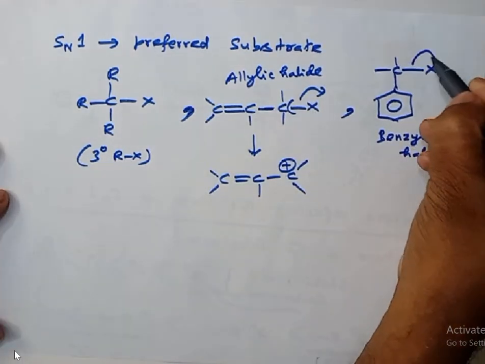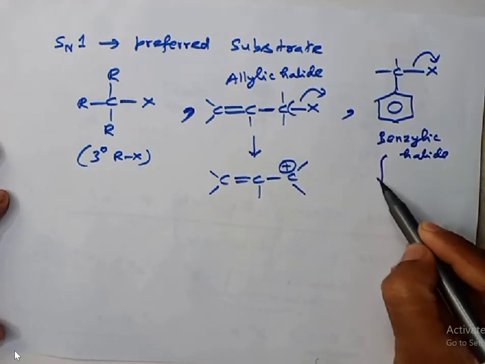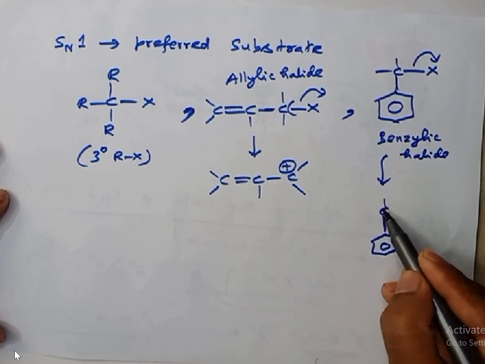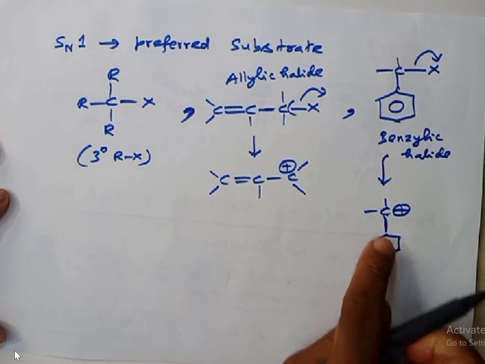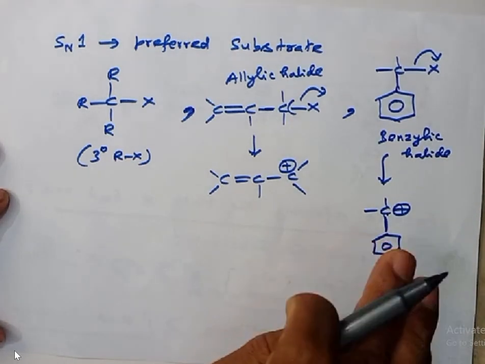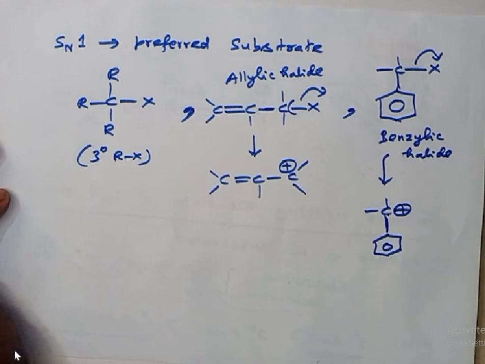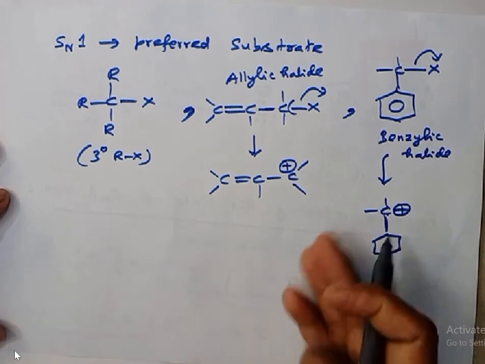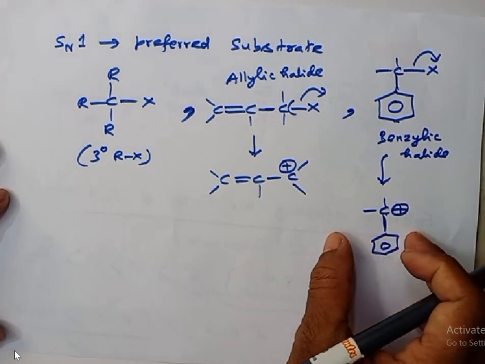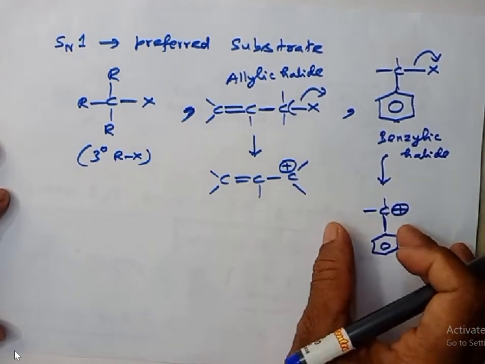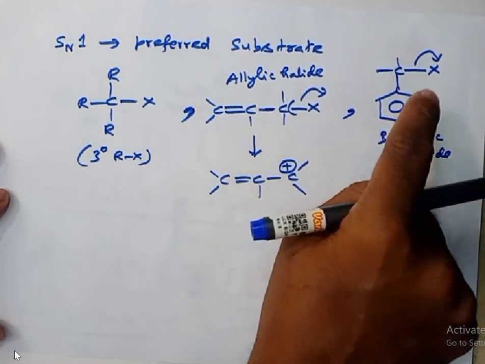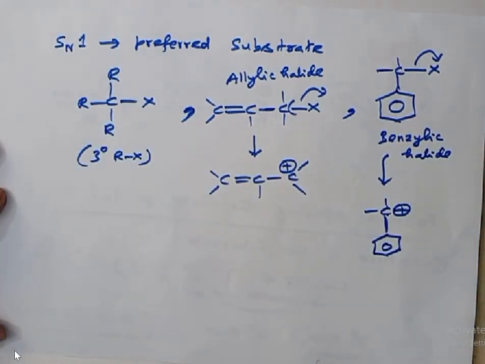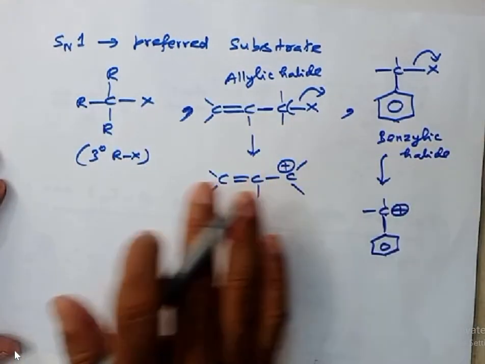Here, when this halogen comes out as X minus, you will get a carbocation like this, with a plus charge. You will get a benzylic carbocation. This benzylic carbocation is stabilized by resonance again. You can write many possible resonance structures for this. So because of resonance, this carbocation is highly stable. Therefore, benzylic halides are also preferred substrates for Sn1 reaction. Students, keep this in mind. These three are highly preferred for Sn1.